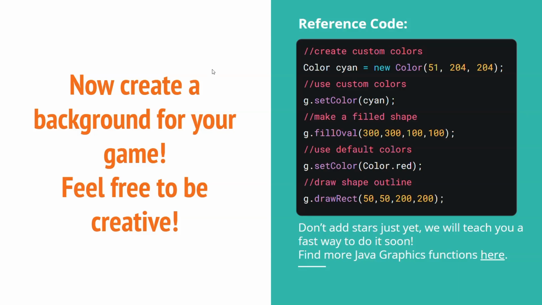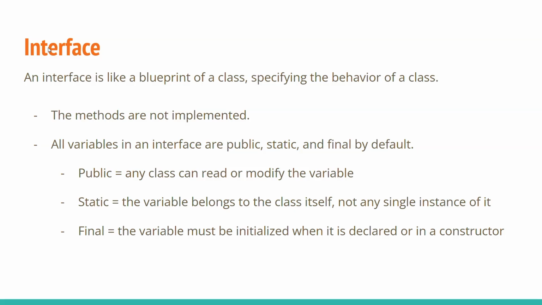Okay, so hopefully you got a background that you're happy with. Now we're going to move on to interfaces. An interface is basically like the blueprint of a class, which tells you what kind of behavior it's going to have, but it only tells you what kind of methods it will have. It doesn't tell you how they work because the methods aren't implemented.